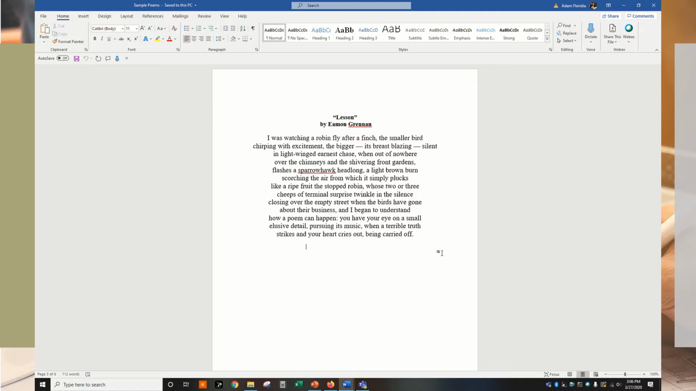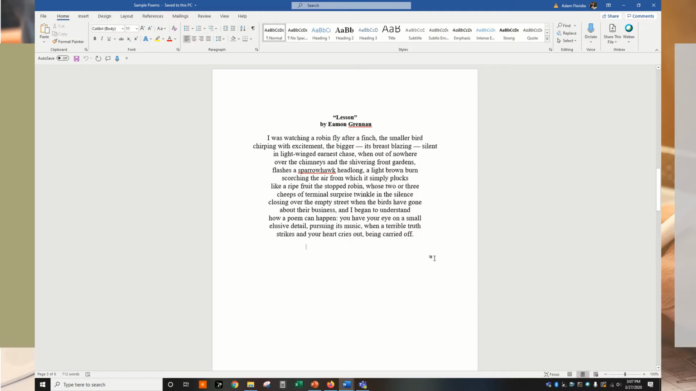Okay, so literally what's going on in this poem? There's a guy watching a bird, and then another bigger bird comes and destroys the smaller bird, and things go back to calmness again. And it sounds like the speaker learned something from that. He says, I began to understand how a poem can happen. You have your eye on a small elusive detail when a terrible truth strikes. So I guess we're connecting this lesson that he learned to a big bird suddenly attacking a small bird. Let's see what we can do with that.